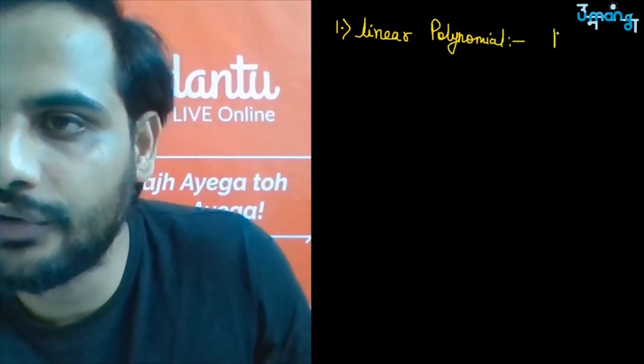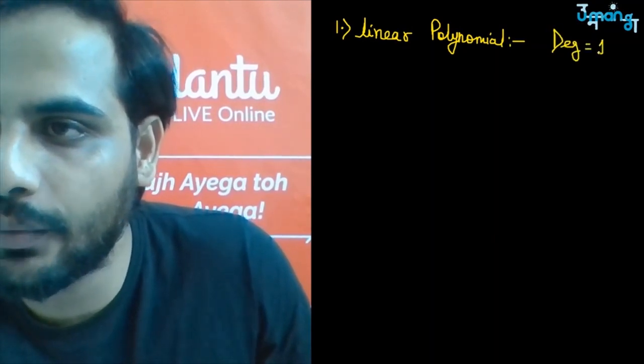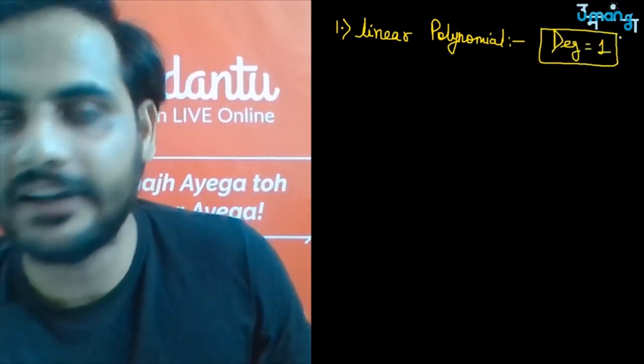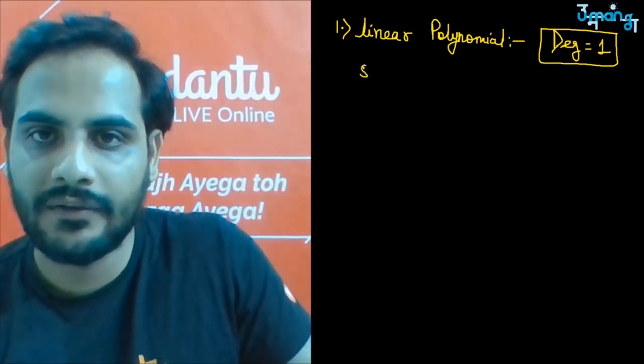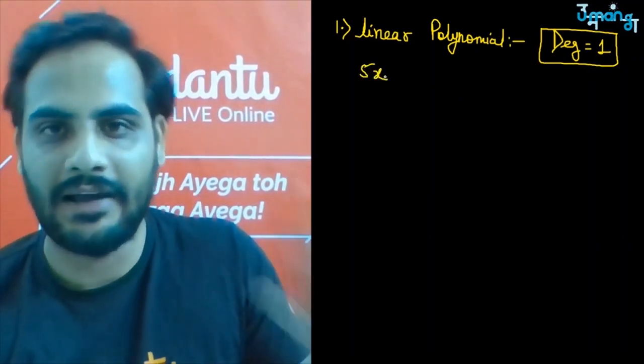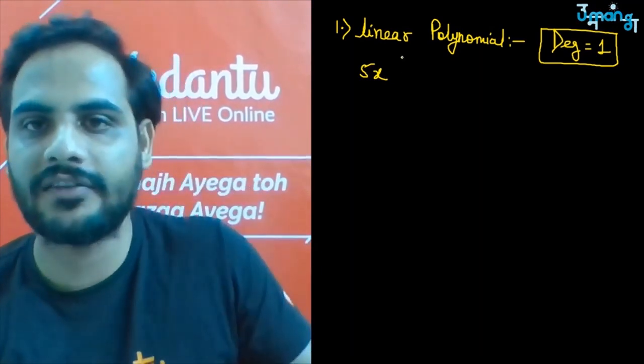Linear polynomials are those polynomials whose degree is equal to 1. If the degree of any polynomial is 1, it will be called a linear polynomial. For example, let us say 5x. The highest power of the variable is 1, so 5x is a linear polynomial.